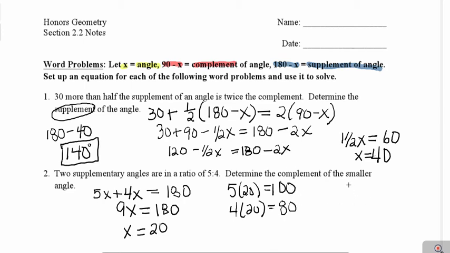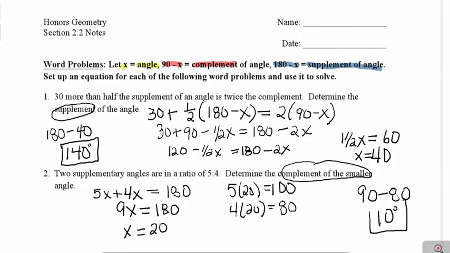But the question says to determine the complement of the smaller angle. So looking at those two angles, 80 is the smaller angle. So to find the complement, I have to take 90 and subtract 80 to get my final answer, which is 10 degrees. Okay, now what I'd like you to do is please pause the video and try the last 3 examples on your own. When you are finished with all 3 examples, then press play to check your answers to each of the last 3 word problems.